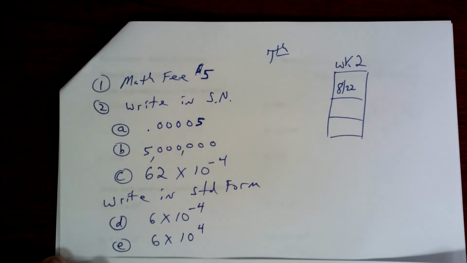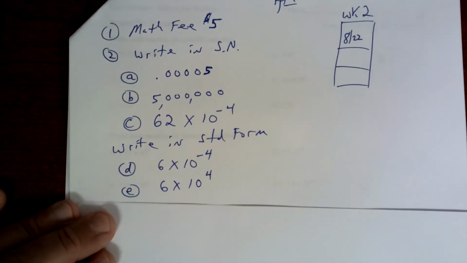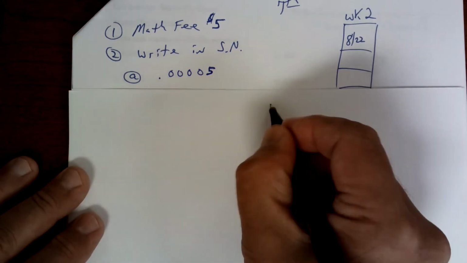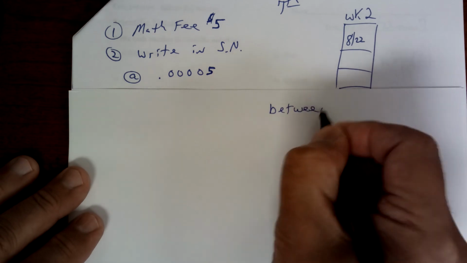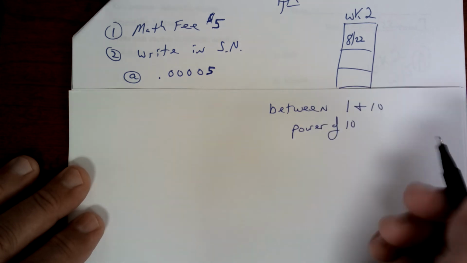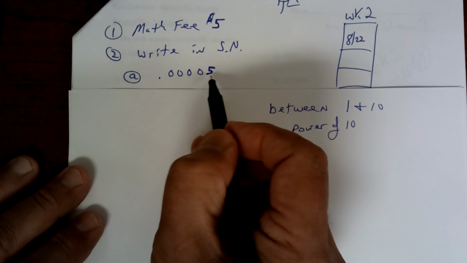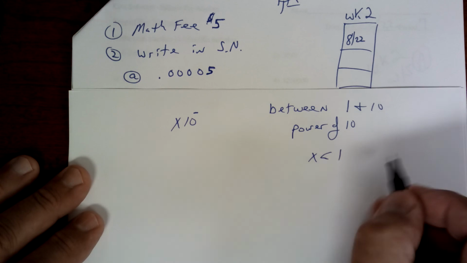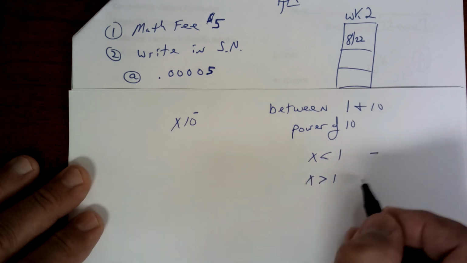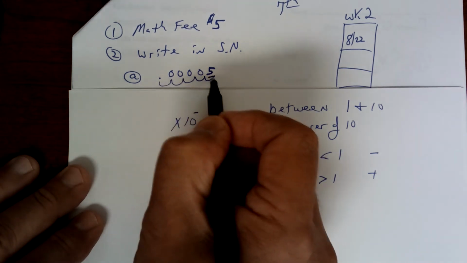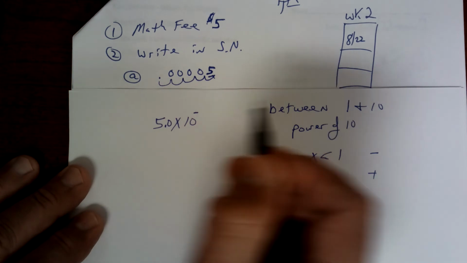So in 7th period, of course, you have your math fee, which I'll pick up today if you have it. It says write in scientific notation. Remember, scientific notation is a number between 1 and 10 and a power of 10. Okay, so since this number is a decimal, it's going to be a negative. Remember, if it's less than 1, it's going to be a negative. If it's greater than 1, it's going to be a positive. Well, this is smaller than 1, so you got to move it 1, 2, 3, 4, 5. So it's 5.0 times 10 to the negative 5.